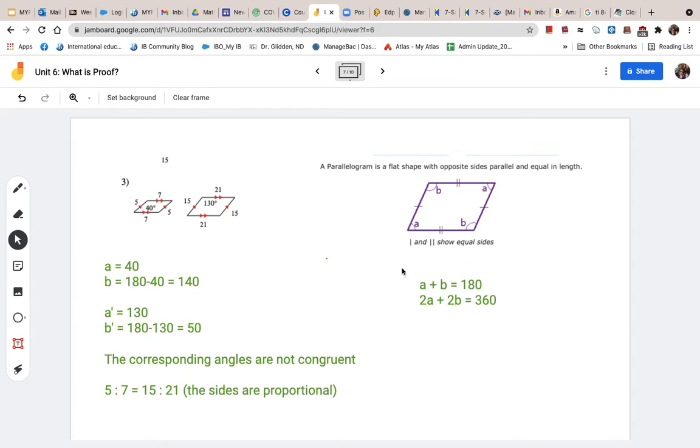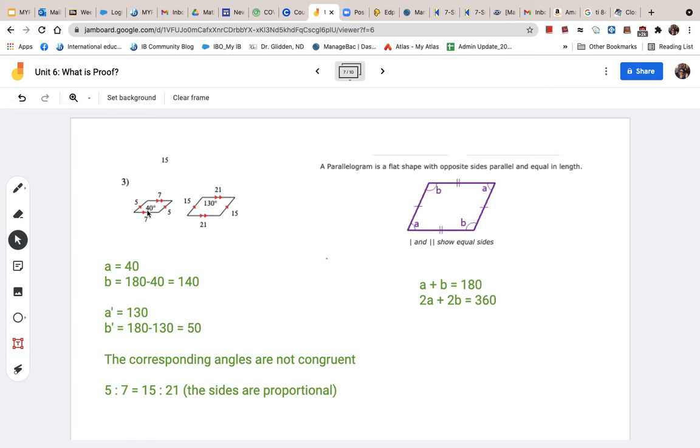We're going to use this important feature to look at if these two parallelograms are similar. Let's start from the bottom. You will see that the width of this one is 5 and the length of this parallelogram is 7. So 5 to 7 is actually equal to 15 to 21. So the sides are proportional.